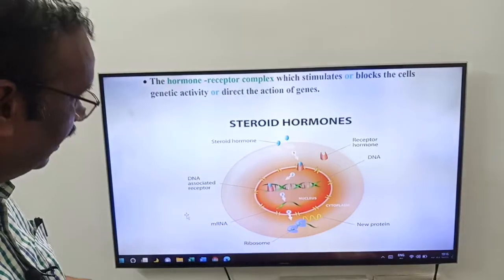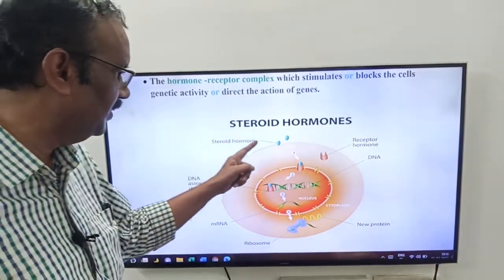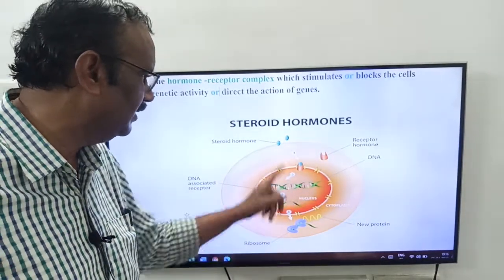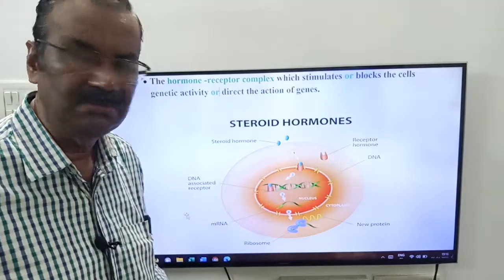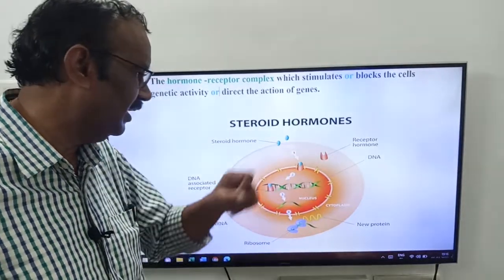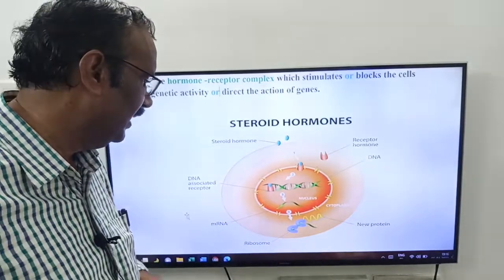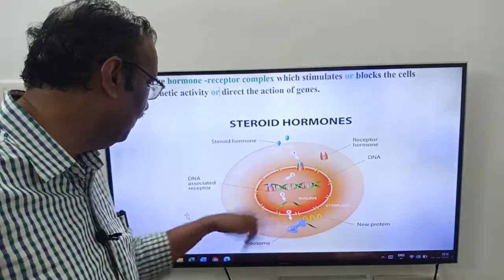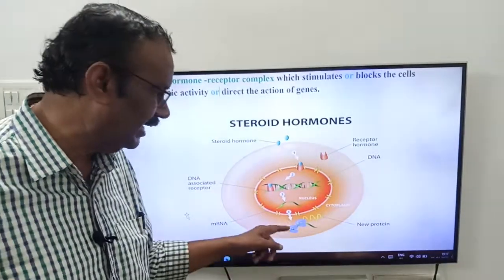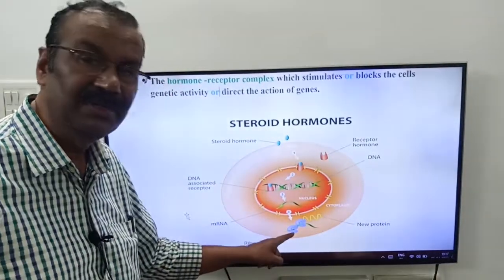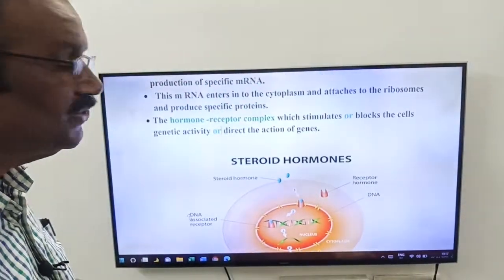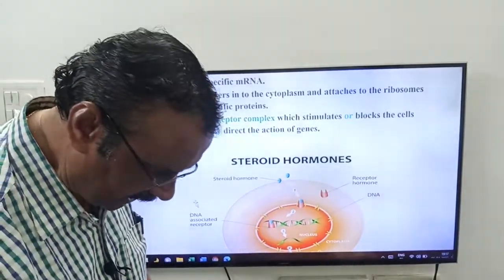Okay friends, now see the action of steroid hormones. See friends, steroid hormones enter into the cell. In the cell they form a hormone receptor complex. This is the hormone, this is the receptor. These two form, friends, the hormone receptor complex. This hormone receptor complex enters into the nucleus. It attaches to the DNA and stimulates what, friends? mRNA. See friends, this mRNA comes out of the nucleus and enters into the cytoplasm. It helps in the production of new protein. Okay friends, this is the hormonal action of what, friends? Steroid hormones.